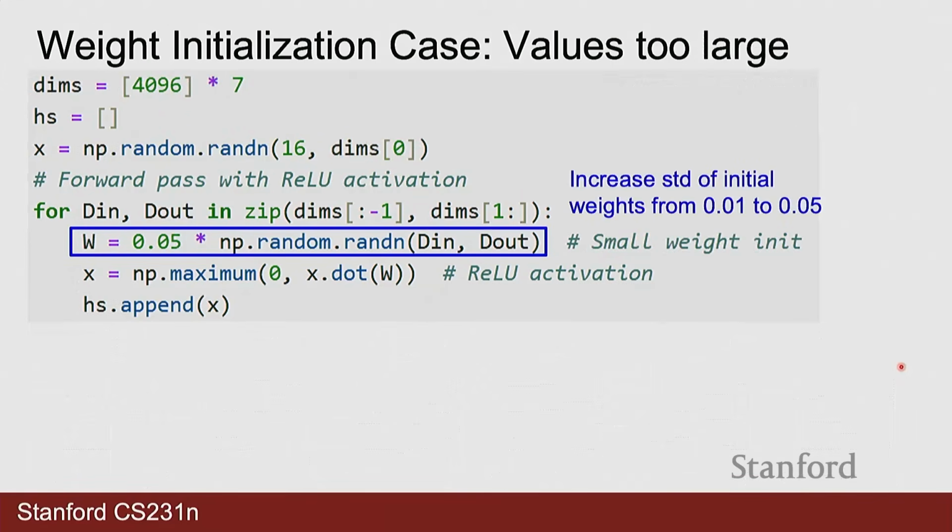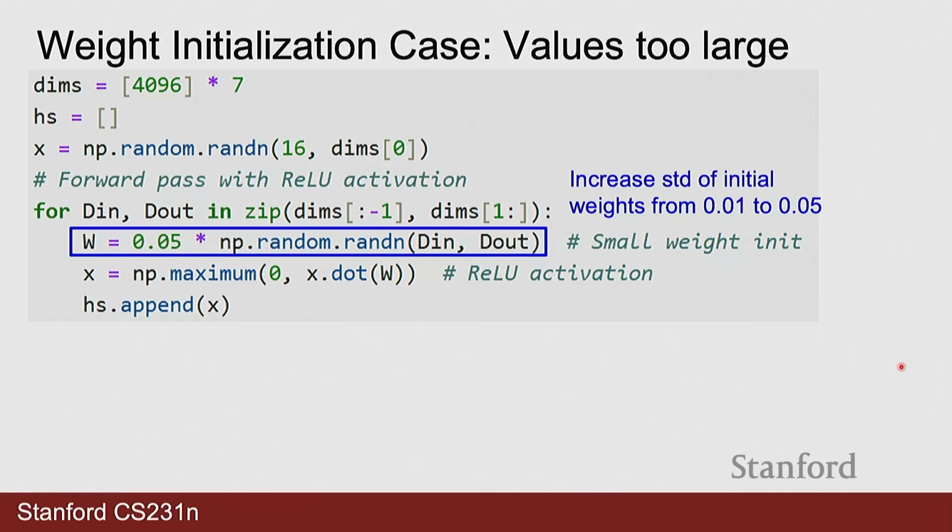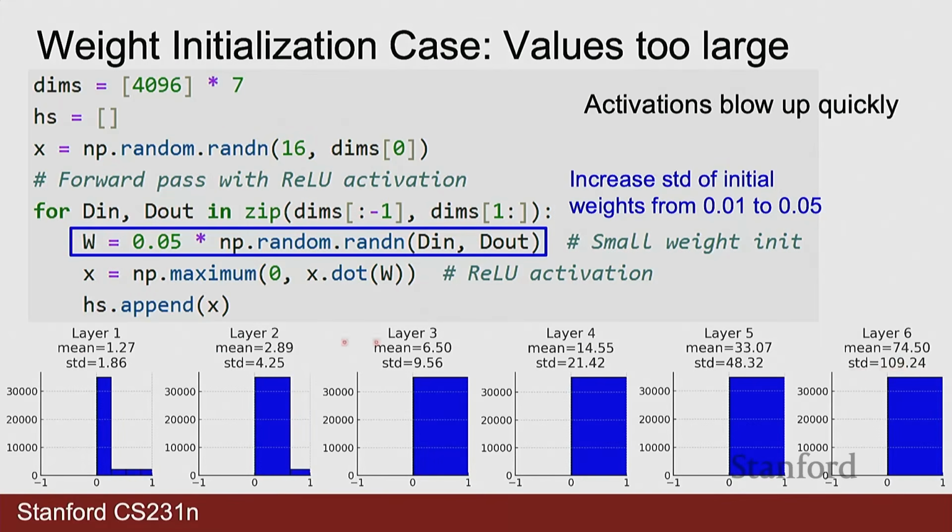So if we use 0.05 instead of 0.01, can anyone imagine what might be the issue if we set it to too large a value? When it's too small, it goes to 0 basically. What happens if it's too large? Yeah, the activations get larger and larger at each layer. So if you plot it here, you can see that by the end there's just a massive mean and standard deviation. And if you're training a 152-layer ResNet, you can imagine this becomes quite an issue very quickly.